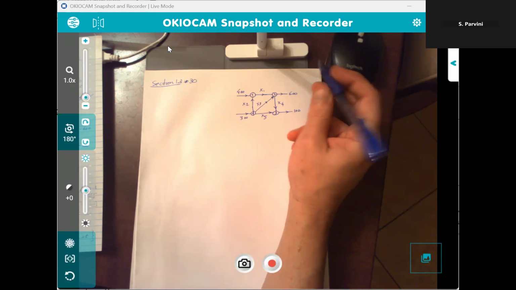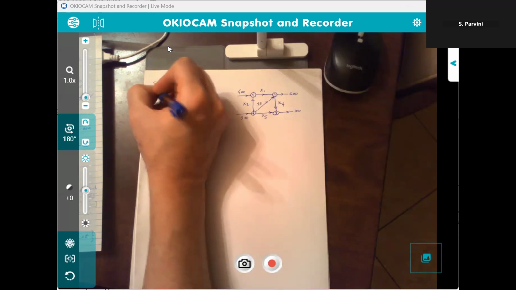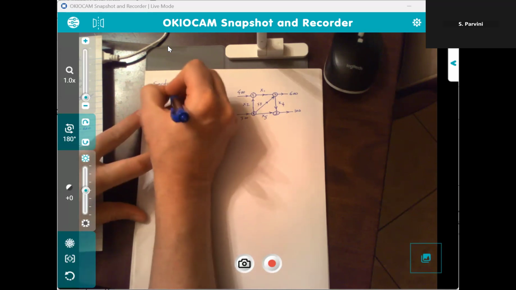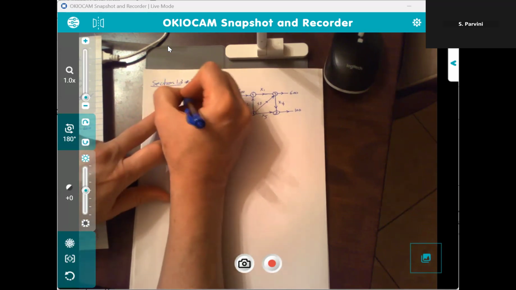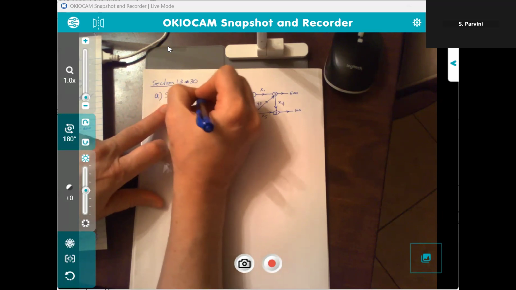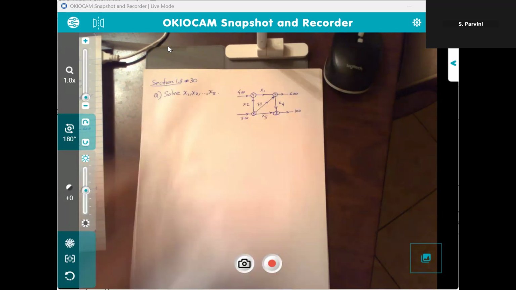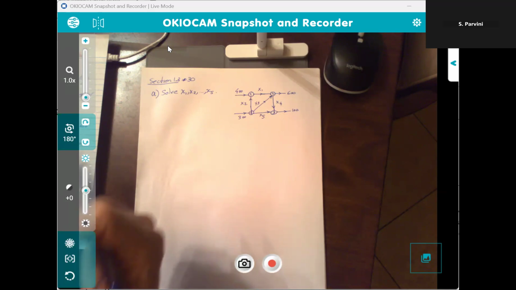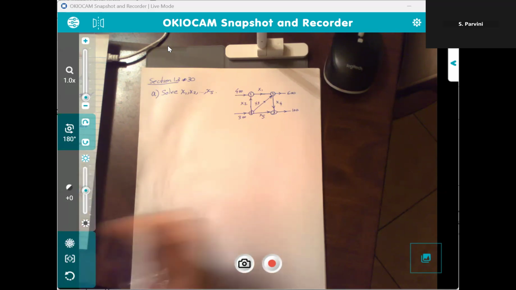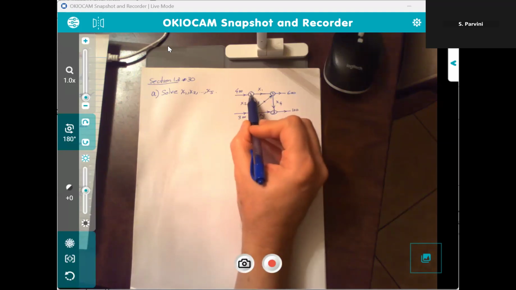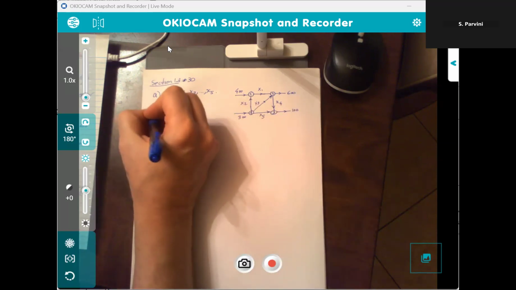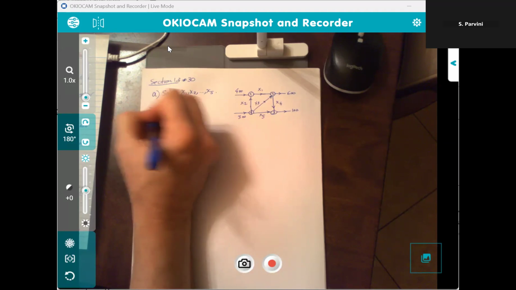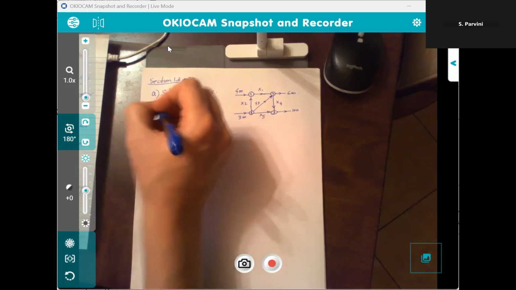Now, we want to look at the flow of traffic through this. In part A, the question reads, solve x sub i for i equals 1, 2, 3, 4, 5. We want to solve for that. Remember, in order to do this, we need to come up with a system of equations. So feel free to chime in, everyone. We can come up with an equation for junction 1. What do you think? Here's junction 1.